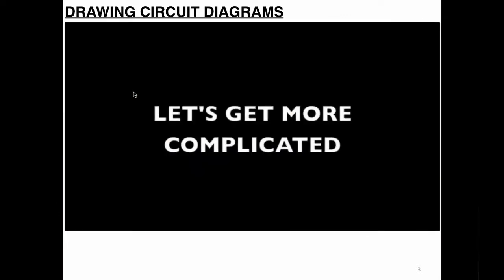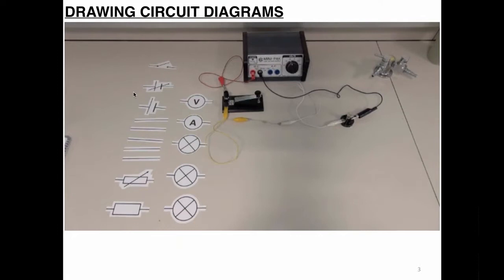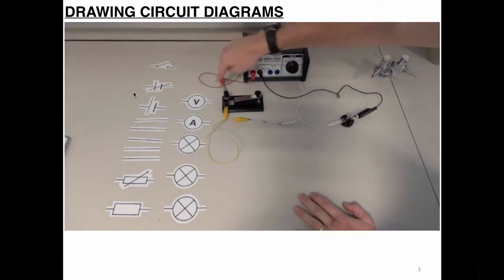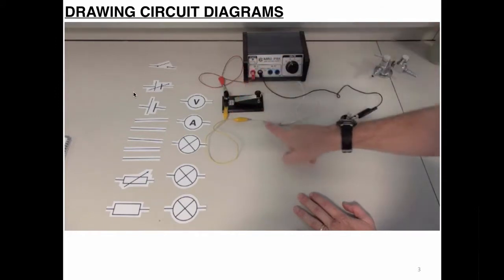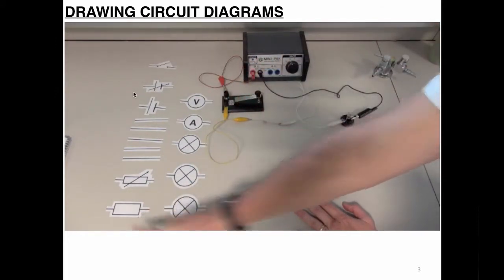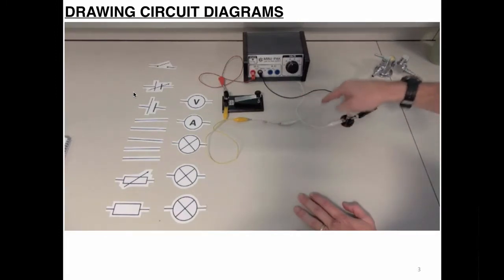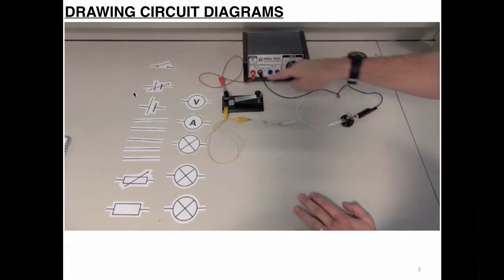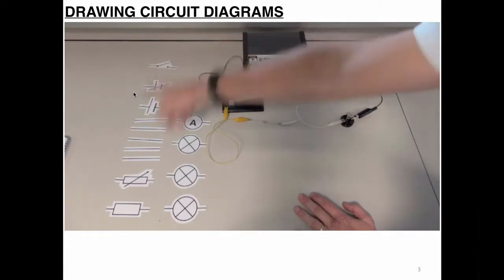Great. Okay, let's get a little bit more complicated and try something else. So here's another circuit that we've got. We start off with a variable power pack going into a switch. Now here is a resistor, which is this one down the bottom here. From the resistor it flows through the wire into a light bulb and then back to the variable power supply.